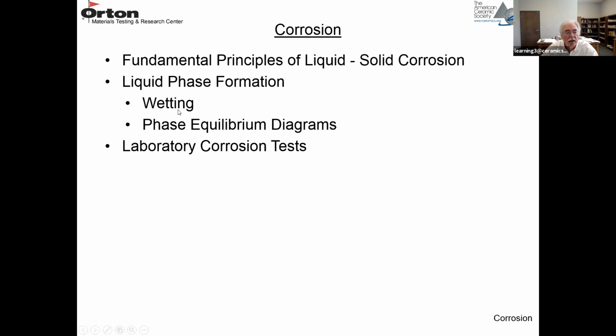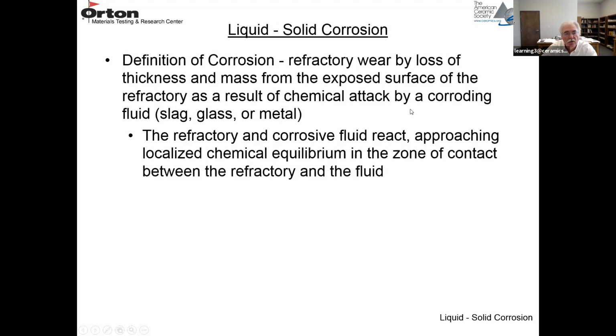If you have a slag or metal in contact with a refractory, if you have a non-wetting condition, if it doesn't wet the refractory, you're not going to have a corrosion reaction. So wetting, characterizing wetting is important. And then phase equilibrium diagrams, that's going to tell you what kind of reactions take place. And then we'll go over some laboratory corrosion type tests. So the first thing, we'll look at some of the fundamental principles of liquid-solid corrosion.